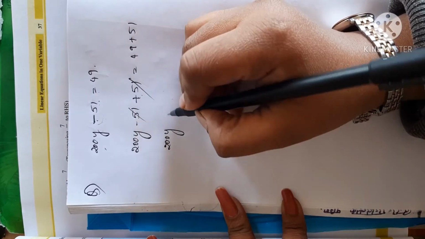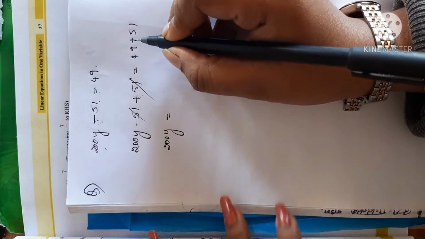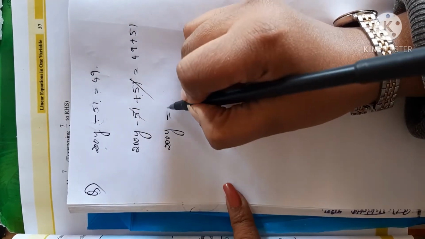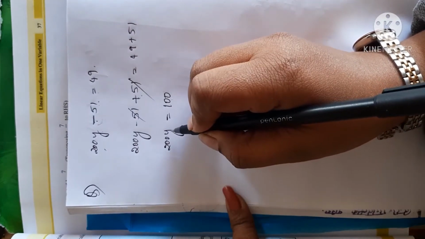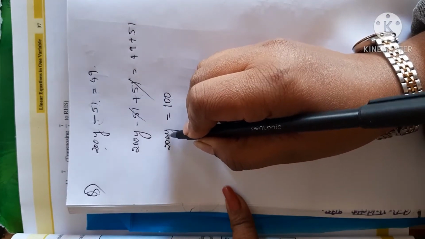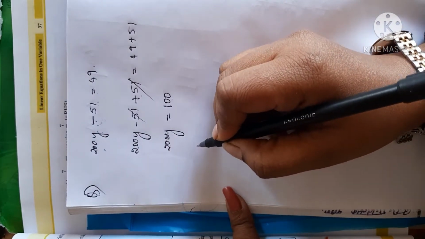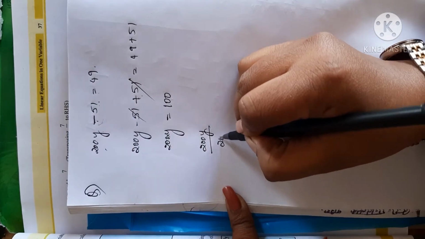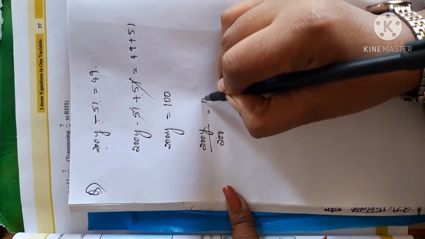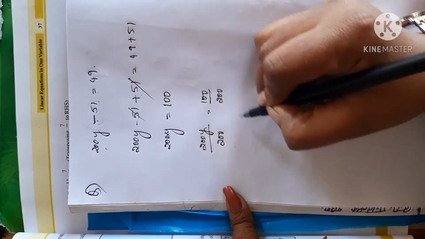0 plus 51 minus 51 equals, what is the sum of this? 100, right? 100. Now I want only y to be there on the left hand side. Y is multiplied by 200. What is the opposite of multiplication? Division. So 200y, I am dividing by 200 on the left hand side. The same thing we need to do even on the right hand side.